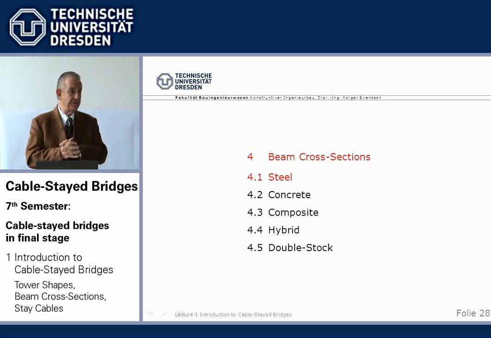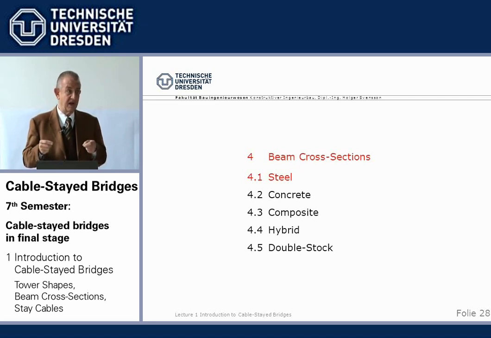We have to distinguish by the material: concrete, composite, steel, hybrid, I will show you, and double stock. Principally, in my lecture, we will treat all materials equal. We will always show how we can do it in steel, how in concrete, how in composite, because there's no preference. It depends on circumstances. What is the right material for a cable-stayed bridge at a given location? Meaning, translated, what is the most economic solution?